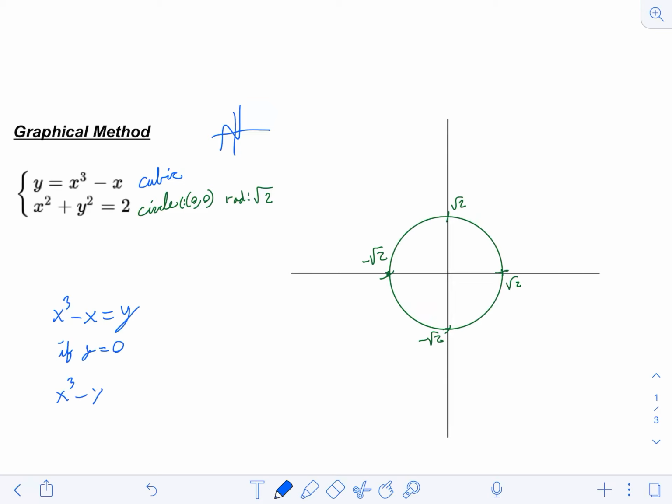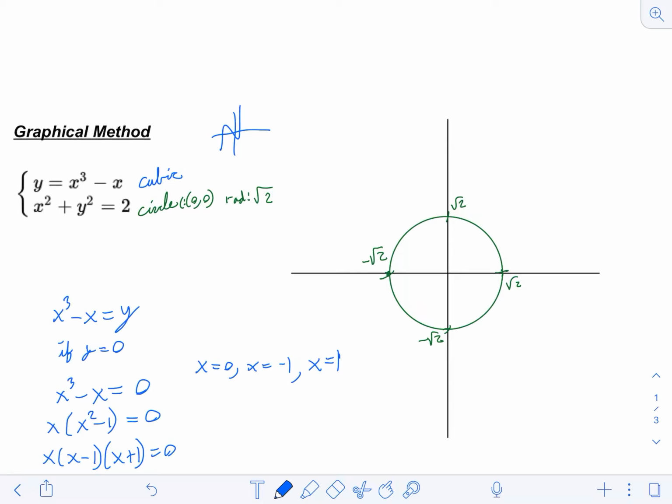So if y equals 0, we've got x cubed minus x equals 0. Factoring out an x, we get x times x squared minus 1 equals 0. And if you remember that x squared minus 1 is called the difference of squares, that gives us x times x minus 1 times x plus 1 equals 0. And that gives us 3 roots. Okay, x equals 0, x equals negative 1, and x equals 1.